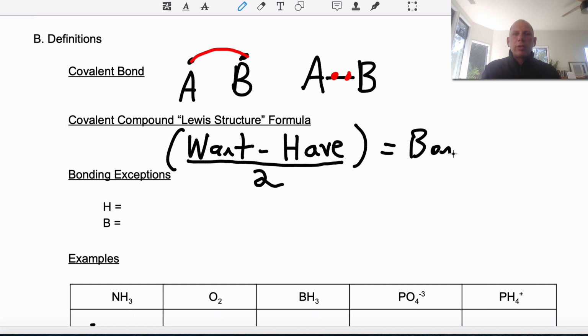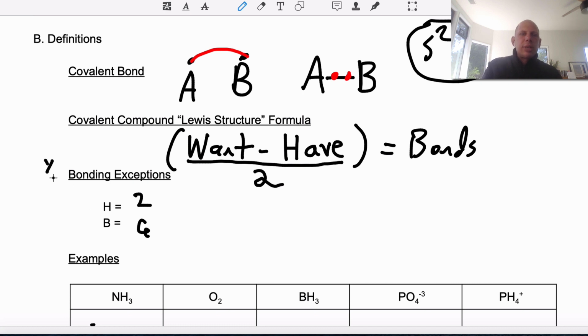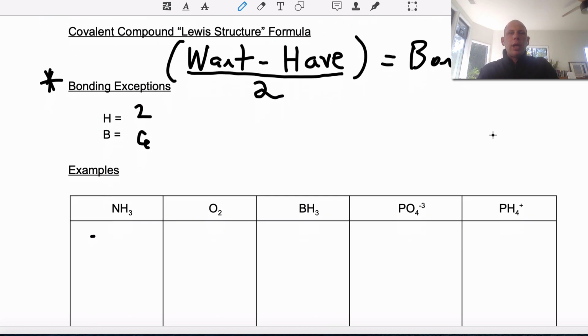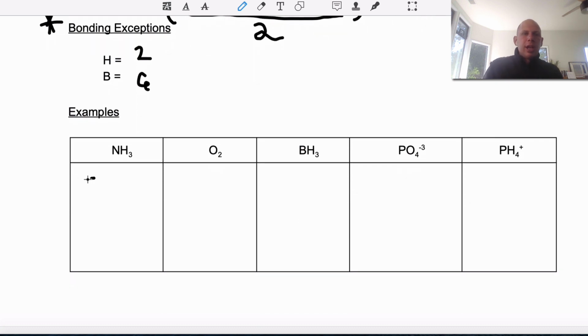So recall that all elements want 8 valence electrons. It's that s2p6 valence structure that it's looking for. Okay. But we know hydrogen only wants 2 and boron wants 6. So these are some exceptions to really watch out for. Also, remember in terms of valence electrons, just do the electron configuration and count the outer s and p electrons. Oxygen, s2p4, so that's 6, etc. So let's go ahead and do some examples of this.